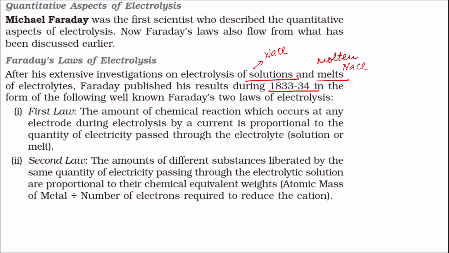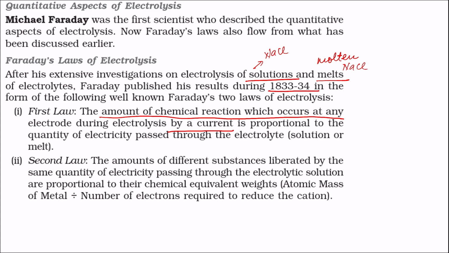First law: the amount of chemical reaction which occurs at any electrode during electrolysis by a current is proportional to the quantity of electricity passed through the electrolyte, solution or melt. Now, what is the chemical reaction taking place at the electrode?